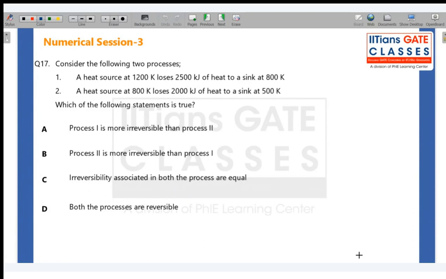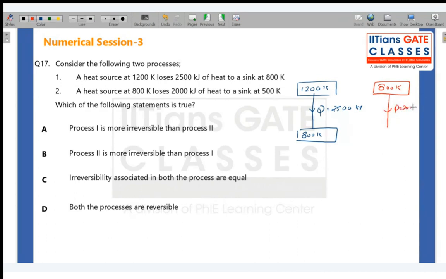Okay, chalo. Consider the following two processes: a heat source of 1200 Kelvin loses 2500 kilojoule to the heat sink of 800 Kelvin. Then another one is a heat source of 800 Kelvin that loses 2000 kilojoule to a sink at 500 Kelvin. Which of the following statements is true? Process one is more irreversible. Process second is more irreversible. Irreversibility associated in both processes is equal. And both the processes are reversible.